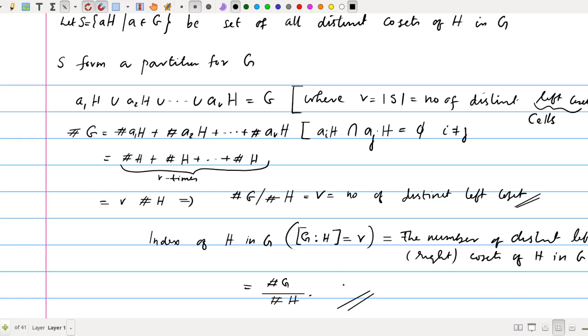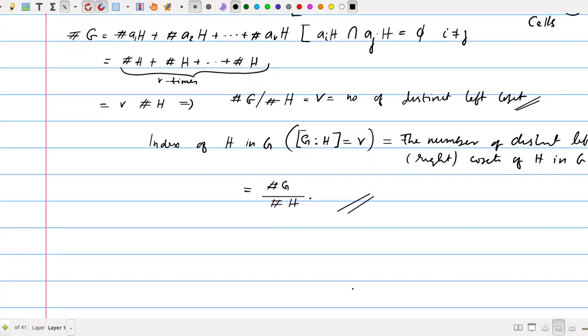Now we can easily get the corollary of this theorem. That is a famous corollary, Corollary 11.1, which states that every group of prime order is cyclic.